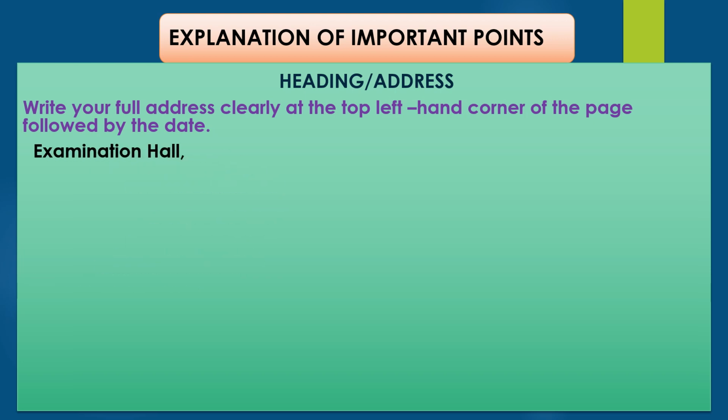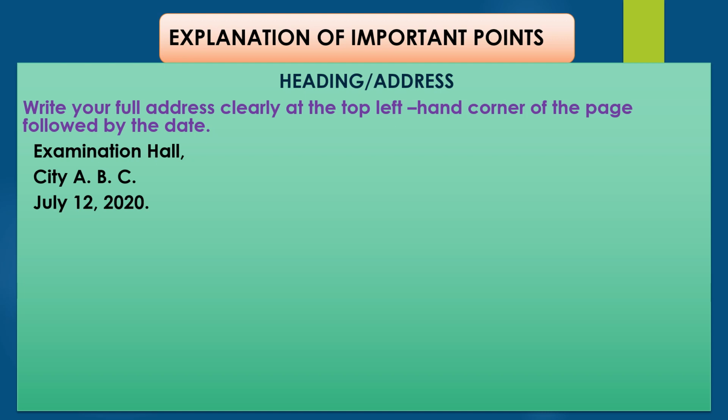On the first line, you will write Examination Hall and you will insert a comma after hall. The first letter of examination, E, should be capital. The first letter of hall, H, should also be capital. On the second line, you will write City, A dot B dot C dot. City's first letter should also be capital.